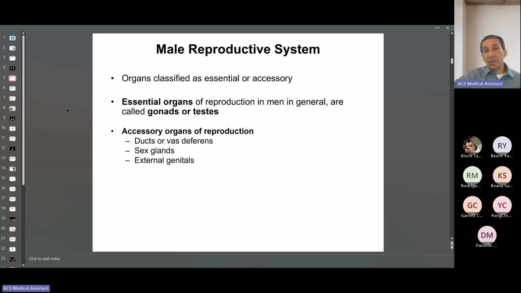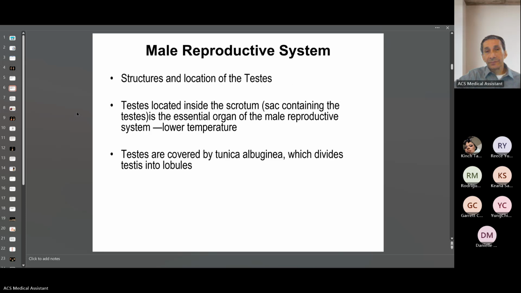So we're talking about these essential and these accessory organs. Just for you to know, whenever we talk about the male's essential organs, we're talking about the testicles right there. But testicles, we call them gonads or testes. That's it. And then we have these accessory organs that we are going to be talking about in more detail as we move forward with this chapter. So don't panic yet.